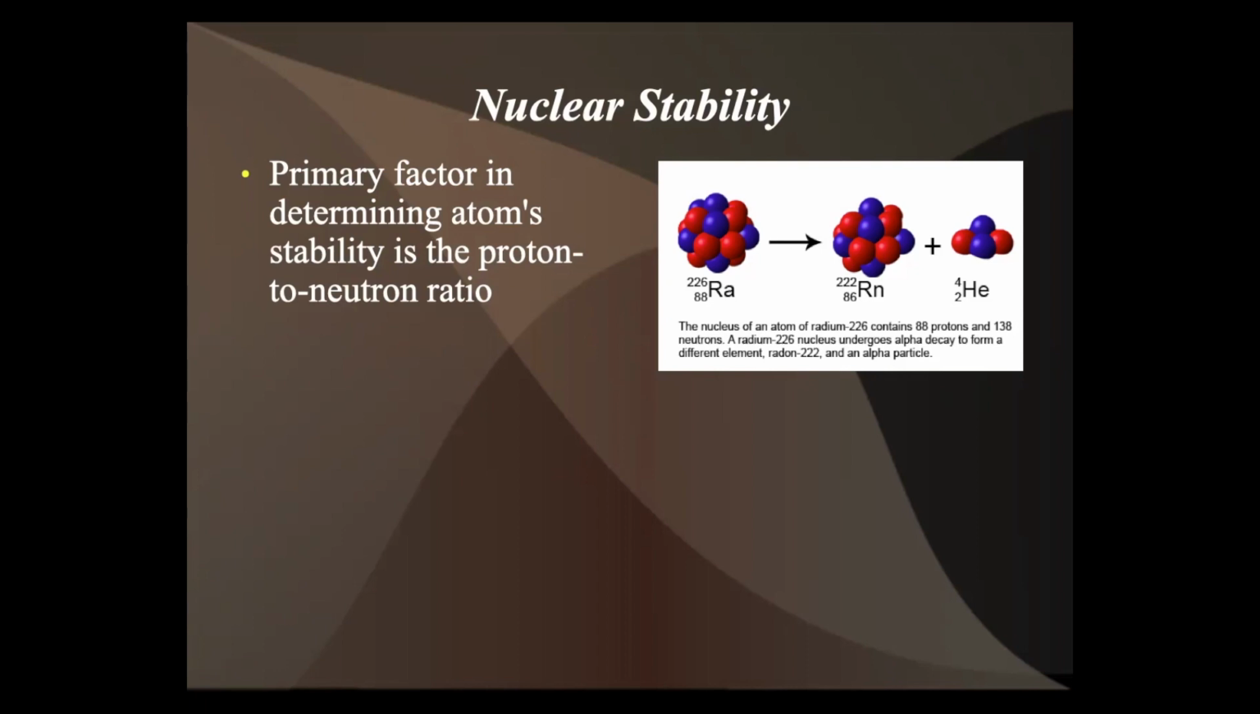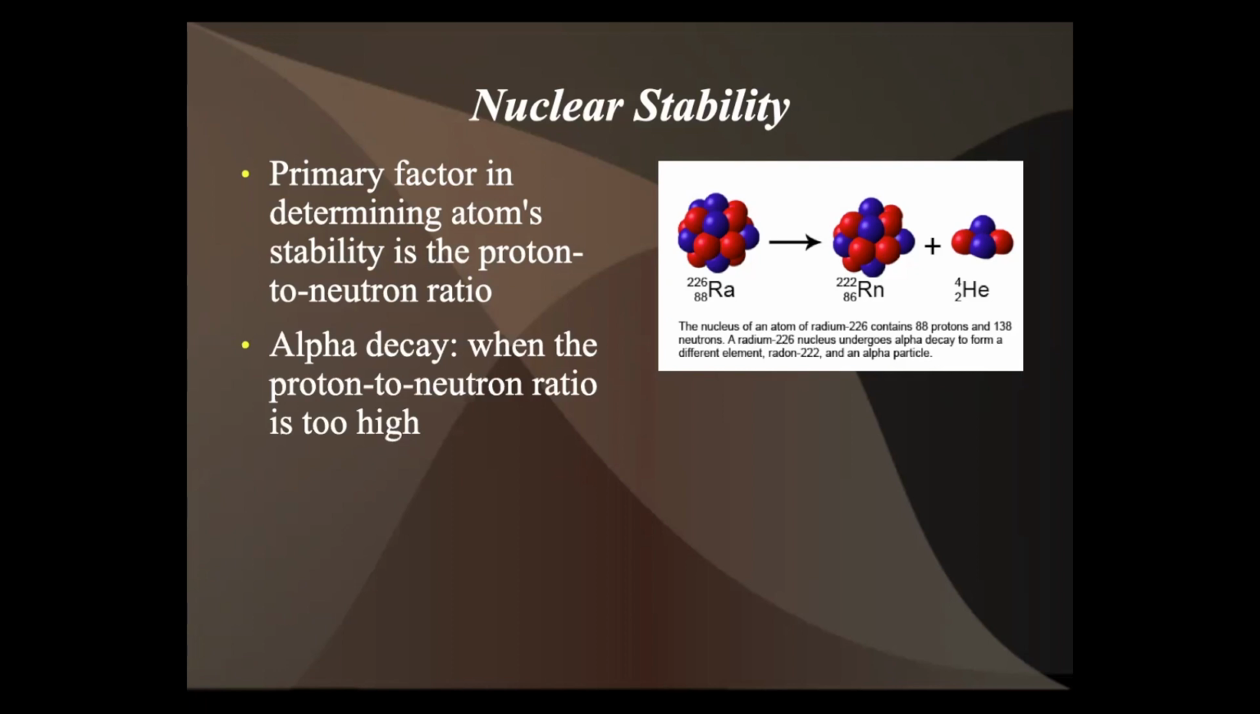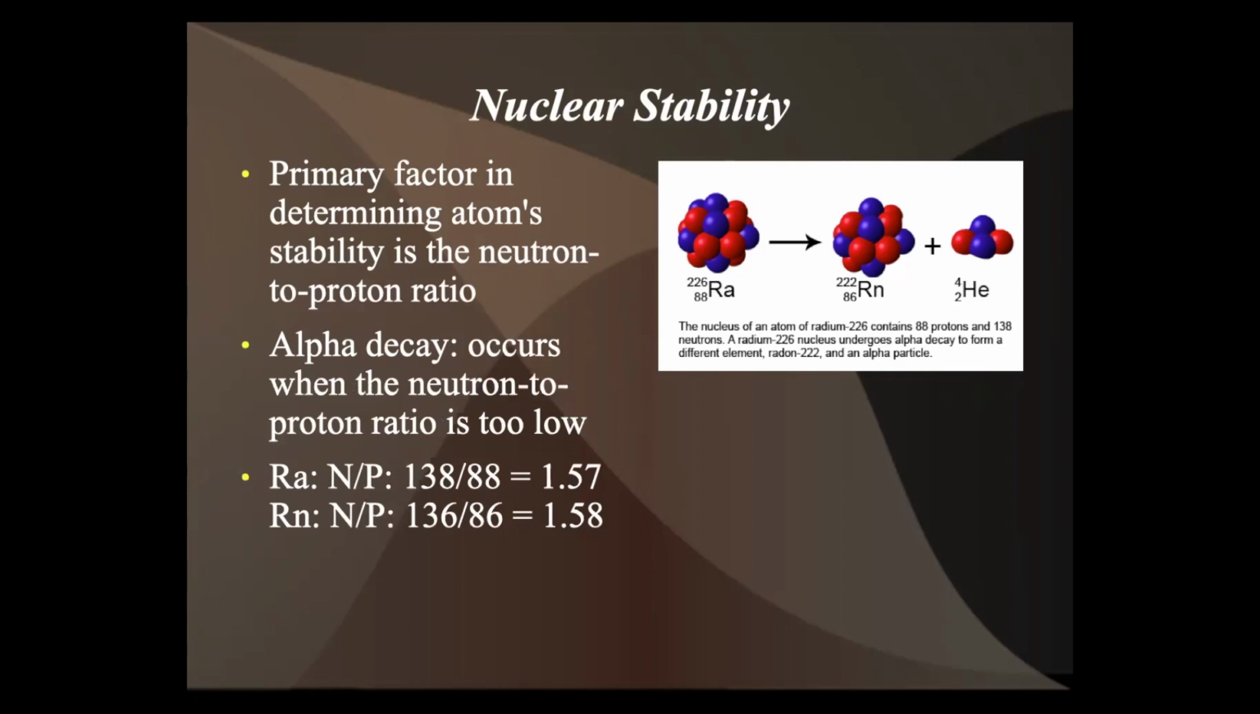So I mentioned this, we just haven't written this down yet. The primary factor in determining the atom stability is the proton to neutron ratio. And that determines whether it undergoes alpha decay, beta decay, or just doesn't undergo any decay and stays as it is. So alpha decay happens when there's too many protons, when the proton to neutron ratio is too high. Oh, I'm sorry, I got that mixed up. Neutron to proton ratio is too high, or too low, sorry. Proton to neutron is too high, or neutron to proton is too low. Either way. What was your question, Emma?